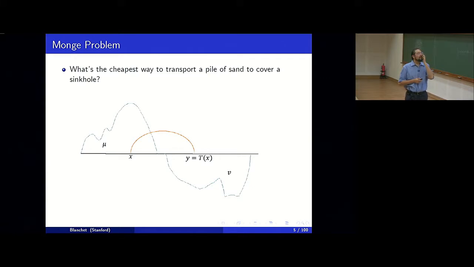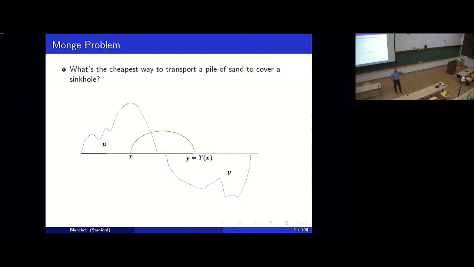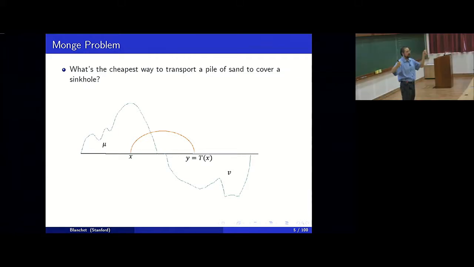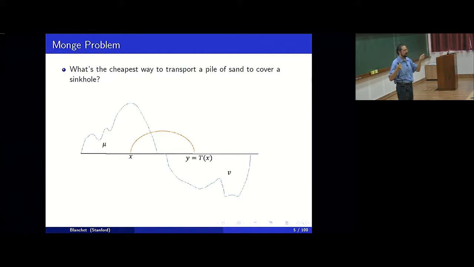Okay? Another way of thinking about this problem, thinking in a discrete setting, think of matching. You have n individuals, and you have n items. And you want to match these items, right? So the Monge problem corresponds to finding a matching that minimizes some cost. Okay? Now, finding this T function is tricky. As I say, it's not a linear problem.